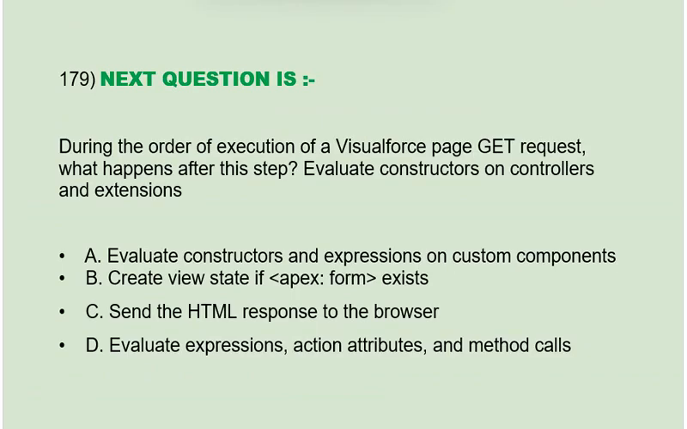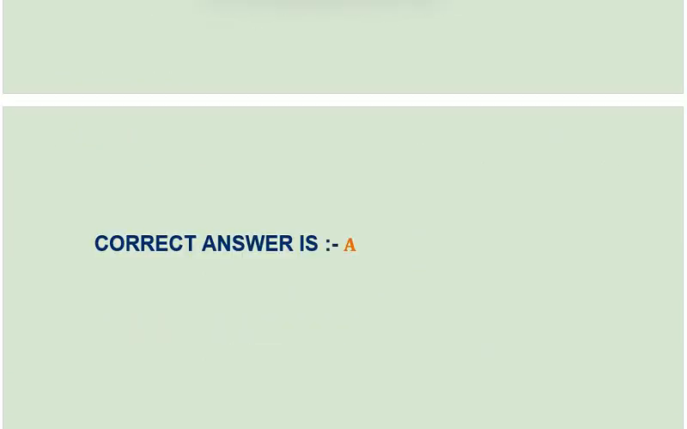Question is, during the order of execution of a Visualforce page GET request, what happens after this step? Evaluate constructors on controllers and extensions. Option A, evaluate constructors and expressions on custom components. Option B, create view state if Apex form exists. Option C, send the HTML response to the browser. Option D, evaluate expressions, action attributes, and method calls. Correct answer is option A.